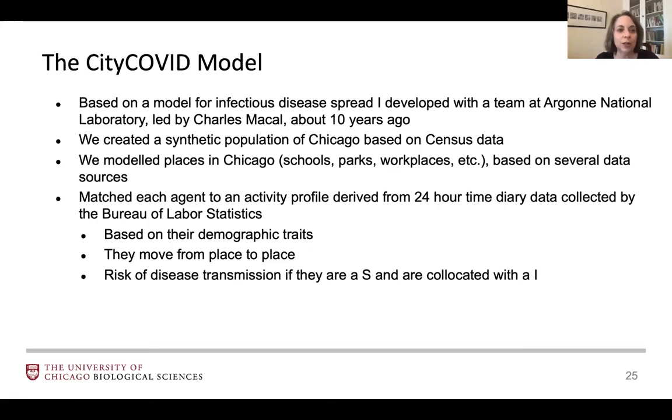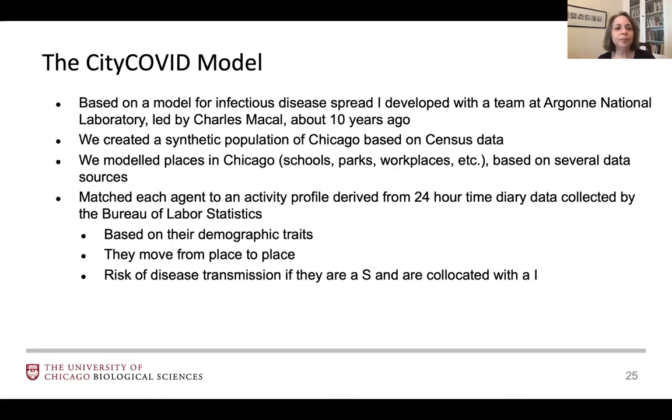So I'm still working with them, although the bulk of the work is being done at Argonne by Dr. Macal and his colleagues. I talk to them a couple of times a week and advise, and we think about what is the right thing to present to the Chicago Department of Public Health, because this model is one of the models being considered both in Chicago and the state of Illinois to help guide policies. And it gives a different kind of information from the SIR models, which are what the other contributing groups are using.